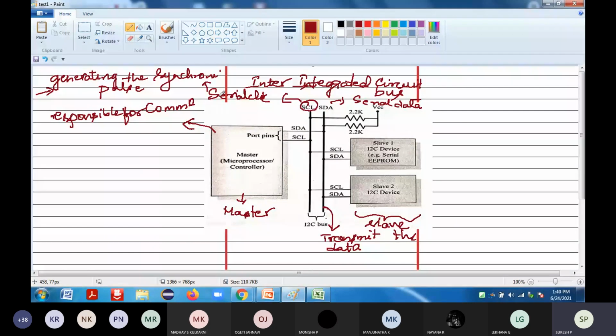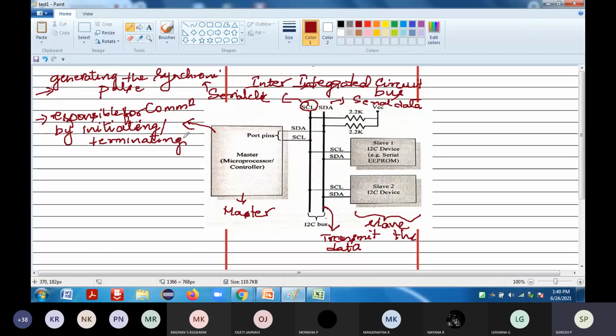But who has to initiate it? If I want to transfer data to the slave device, I have to establish the communication or terminate the connection, so that has to be done. That initiation will be done by your master device. The master device is responsible for controlling the communication by initiating or terminating the session. Initiating is nothing but starting, and terminating is ending the session.